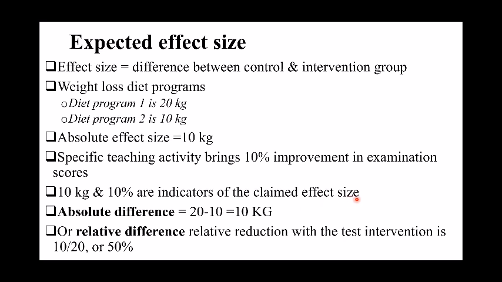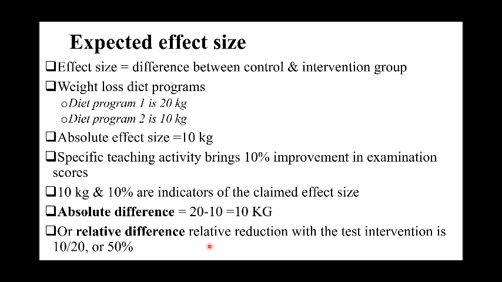The difference between the arms, the effect between the two arms. The absolute difference between two arms is 10, because in the first we're losing 20, and in the second we're losing 10, so 20 minus 10 is 10. The relative difference is the relative reduction in the test intervention. For example, in the first program, it's 10 over 20, so it's 50%. So it gives you the ratio. In this program it's 10%, in this program it's 50%. So that's called the expected effect size, this difference between two arms.